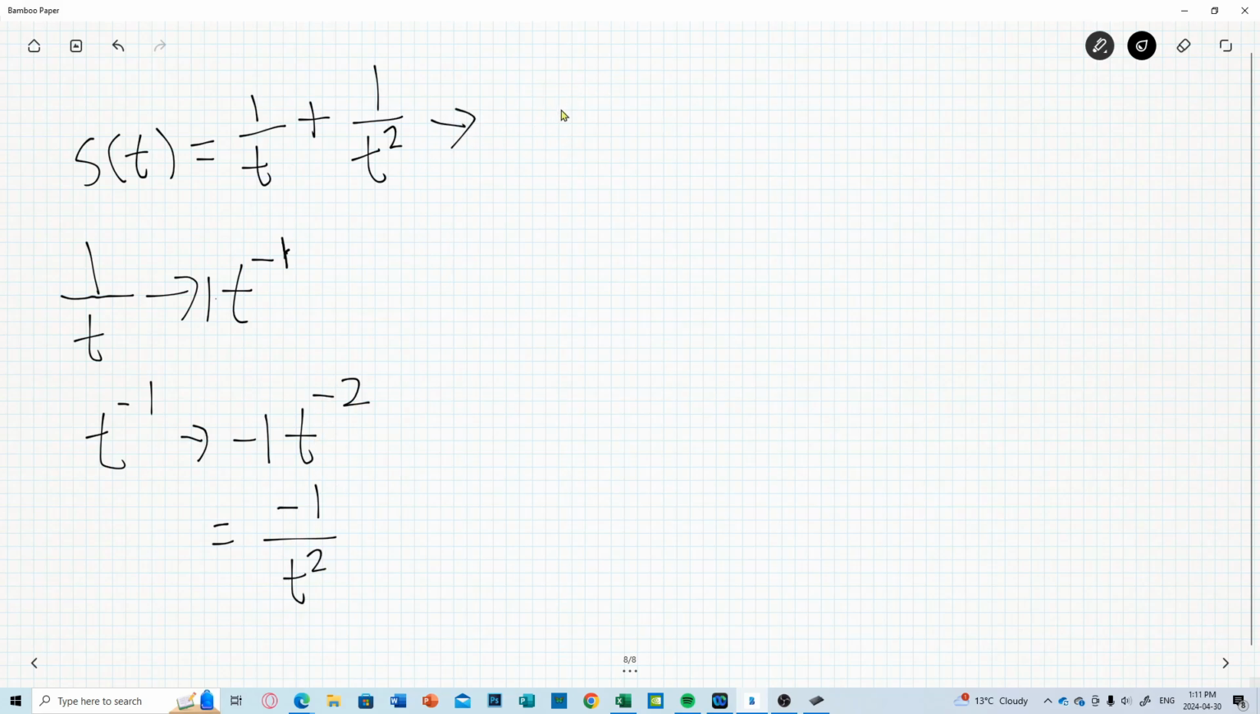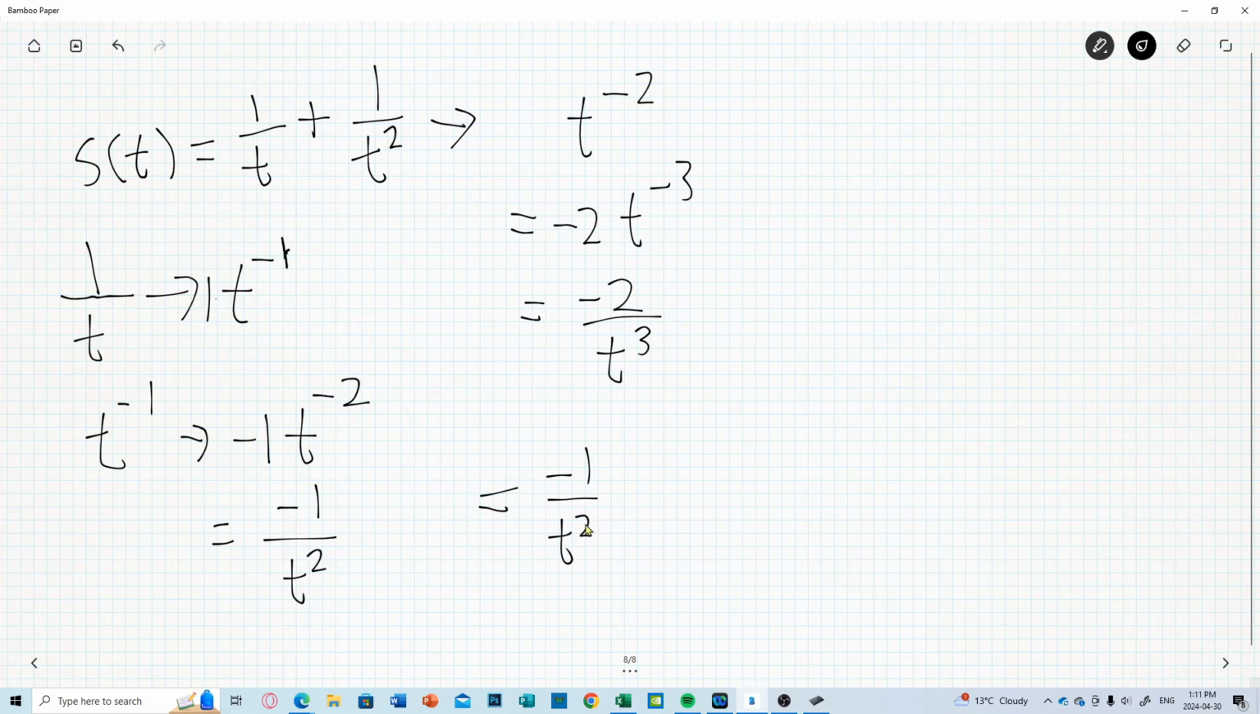Now, we can do the same thing here. This is going to be just t to the negative 2, which gets you negative 2 t to the negative 3, which gets you negative 2 over t cubed. Now putting them back together is going to be negative 1 over t squared plus negative 2 over t cubed.